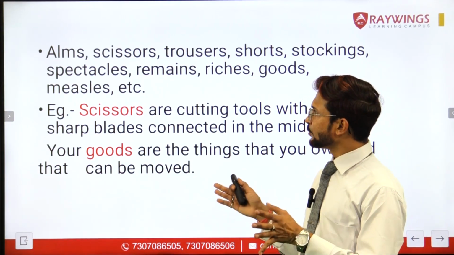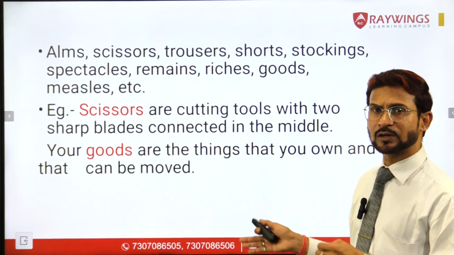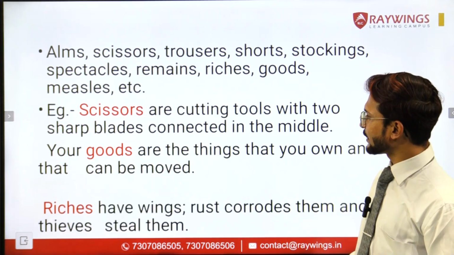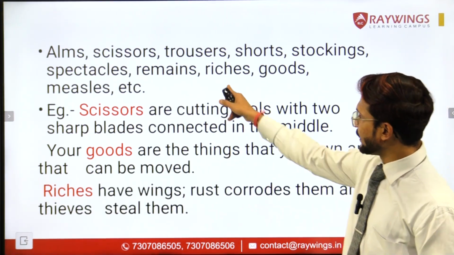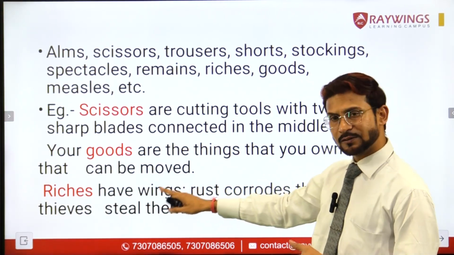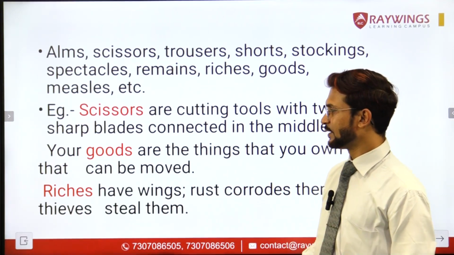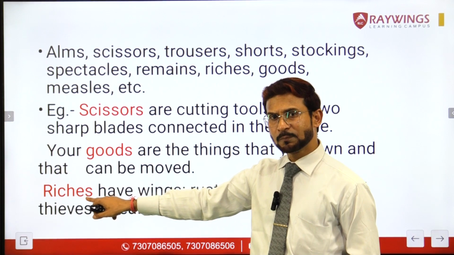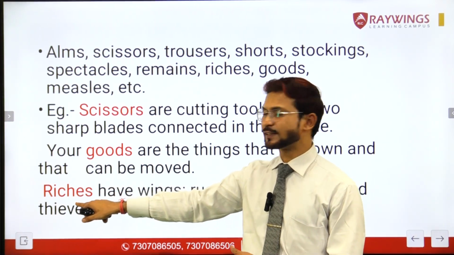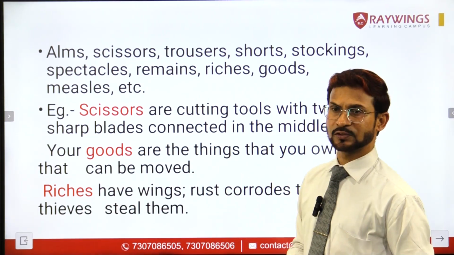So we are done with the two sets of nouns which are always used as plural. Now let us have a look at one more example. As I mentioned, this word riches. Riches have wings, a very famous saying. Rust corrodes them and thieves steal them. Now riches here is not a plural of rich. I repeat, it is actually wealth. That means wealth has wings, rust corrodes it and thieves steal it.